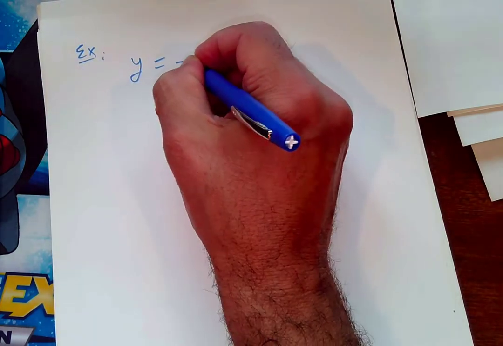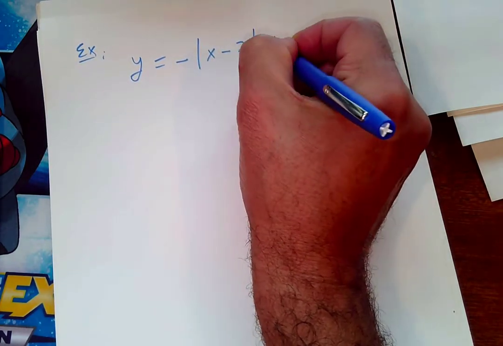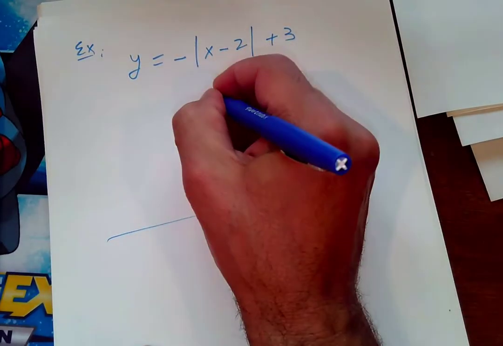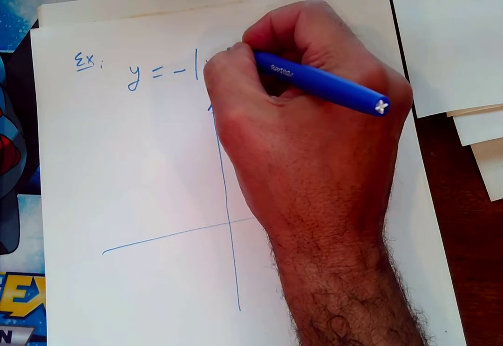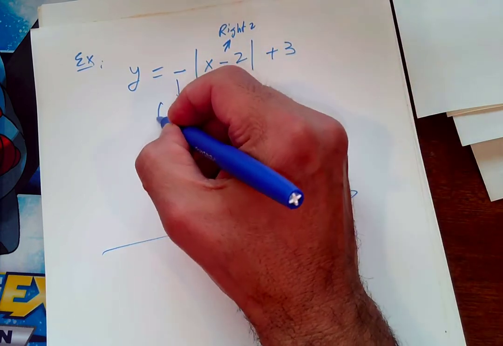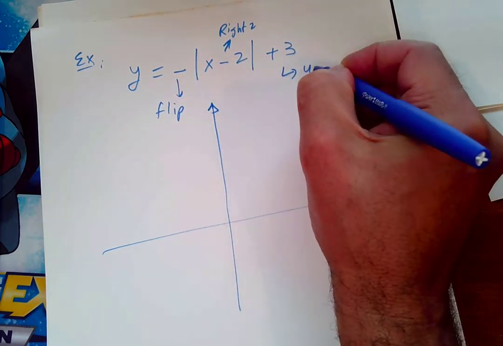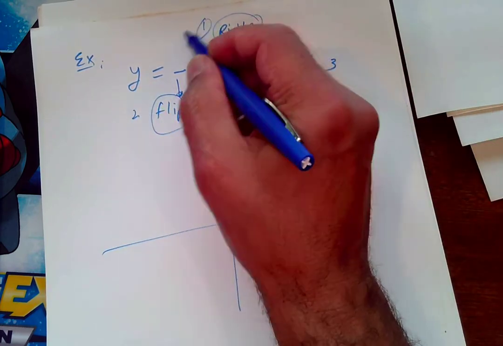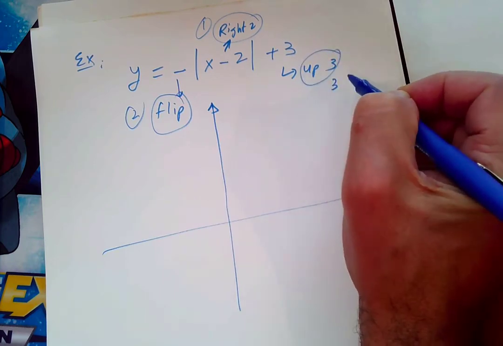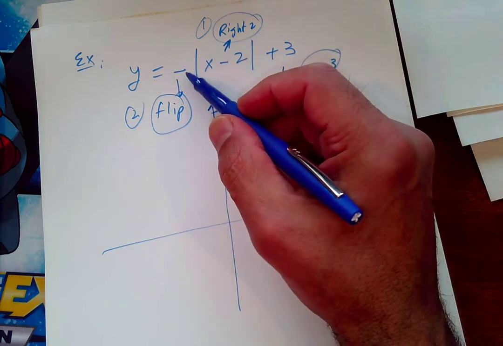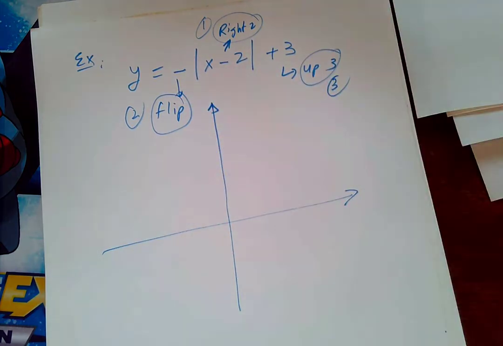y equals negative absolute value of x minus 2, plus 3, then you have 3 things you need to do. You're going to do what's inside the absolute value, which is right 2, and then you're going to flip in the x-axis, and then up 3, in that order. 1, 2, and then 3. Okay, you do what's inside, which is horizontal, then you do the negative, which is flipping in the x-axis, then up 3 for the outside the absolute value or outside the parentheses.